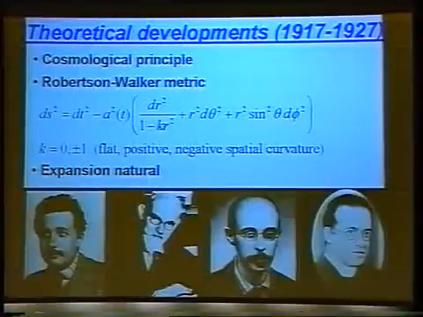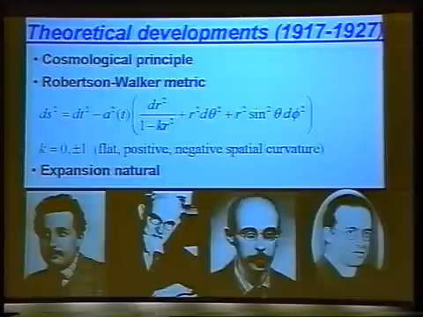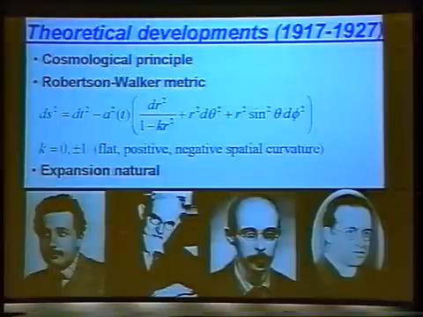But later in the 1920s, Friedman, Lemaitre, Robertson, and Walker developed the metric that describes a homogeneous isotropic universe, the Robertson-Walker metric. And this is the usual way it's written. It could be familiar to some of you, maybe not to all, and we will visit it from time to time.